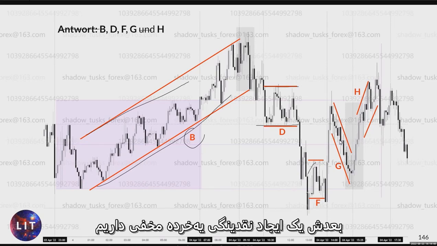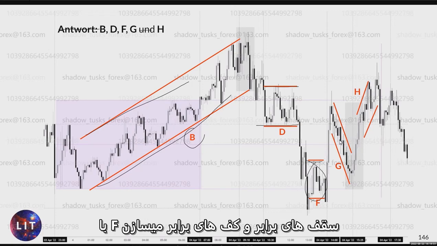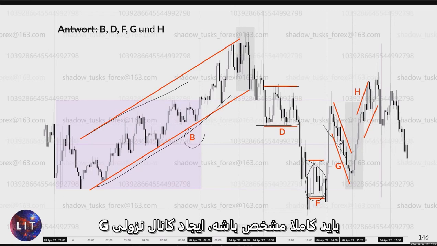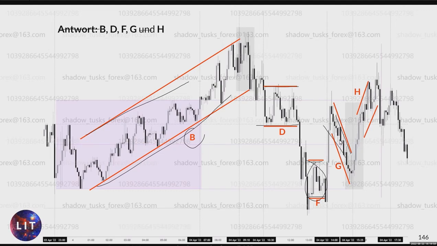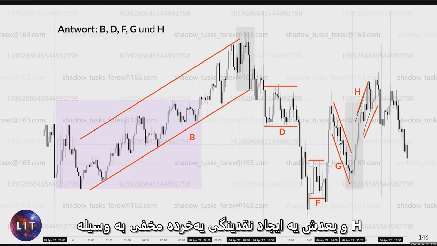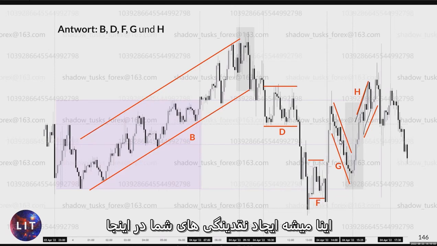Then we have a little bit of a hidden one, like where it builds the equal highs, builds the equal lows. With the F1, G should be very obvious, the channel build-up downwards, right? And then, of course, the little hidden one with H. Okay, that's your build-ups right here.